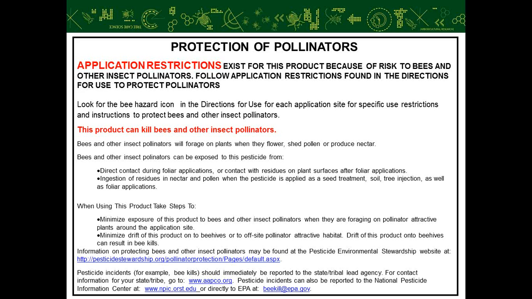And this basically provides more clarity on the application restrictions because of the risk to bees and other insect pollinators, and highlights that applicators need to follow the application restrictions. It talks about ways to minimize exposure of the particular product to bees and insect pollinators when they're foraging or pollinating, minimizing, of course, any drift of the product to hives or habitats. And then it also references who you should report to if you, as the application company, run into a bee kill, and provides the contact information. So this is under the directions for use under the imidacloprid labels, the dinotefuran labels, clothianidin, and the thiamethoxam labels.